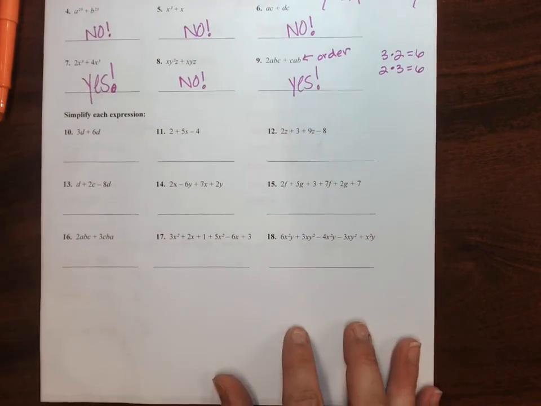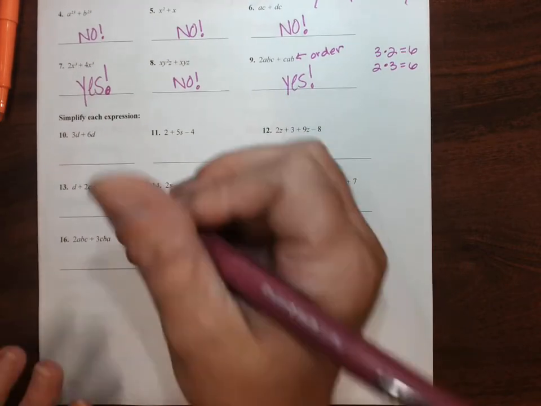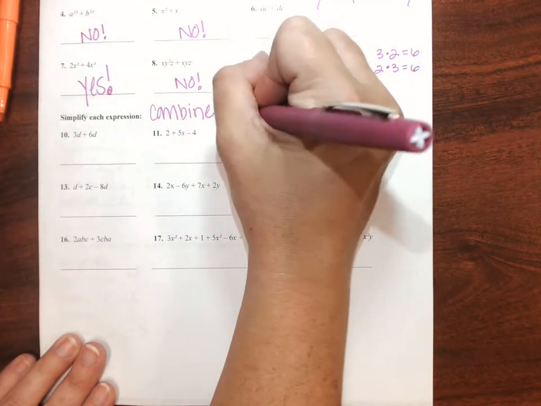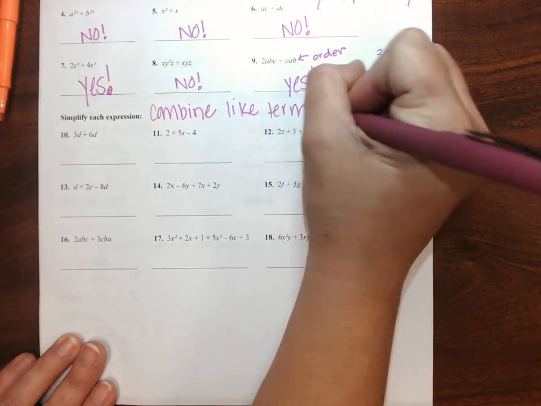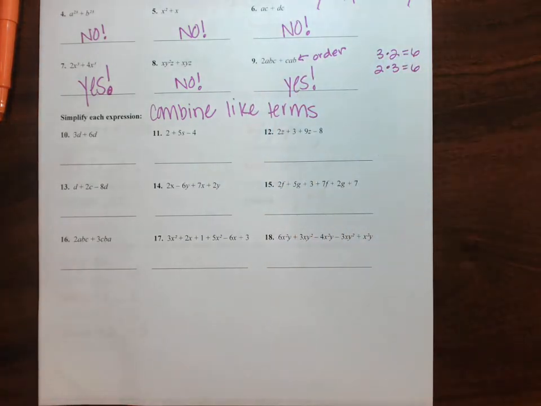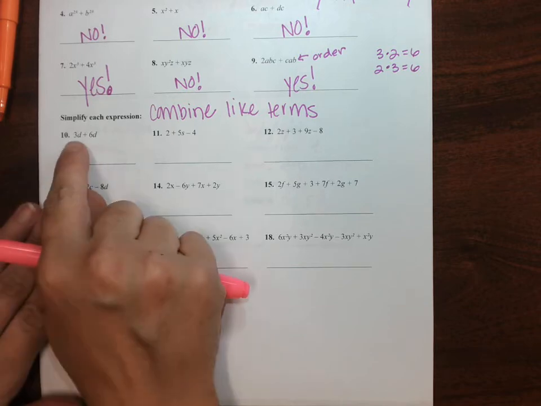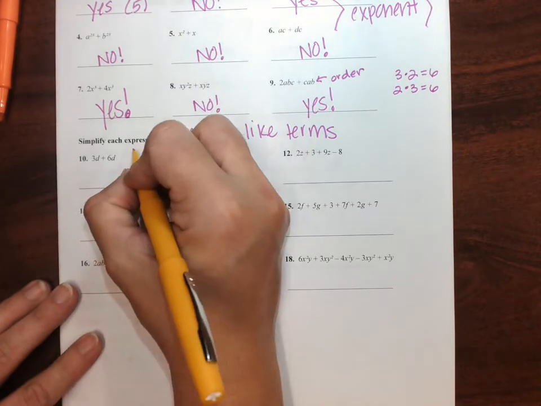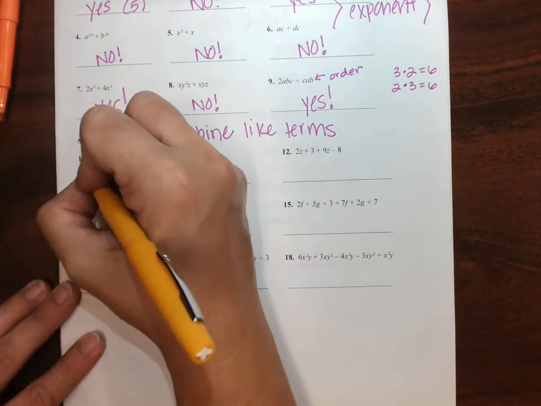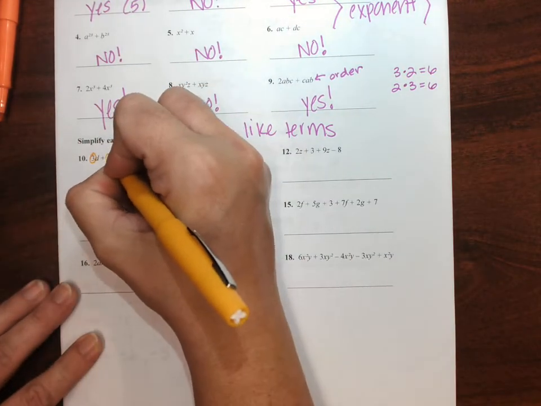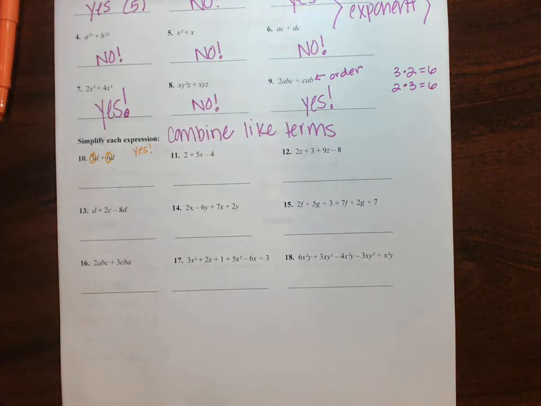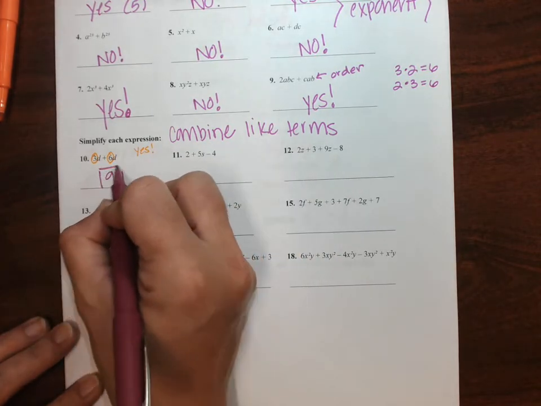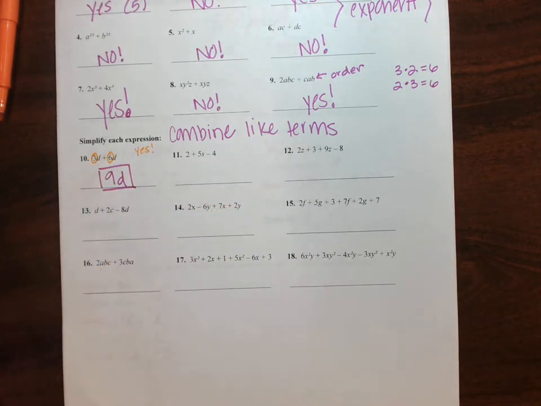All right, now we're actually going to simplify. So what we're going to do here is combine like terms. We're going to look at those coefficients and combine them. So here, 3D plus 6D, are they like terms? Hopefully you're saying yes. But what we're going to do is focus in on the coefficients now, and say, well, 3D plus 6D, that's 9D, and that is my answer.